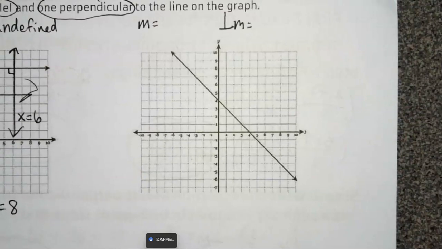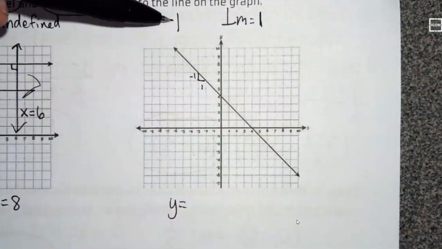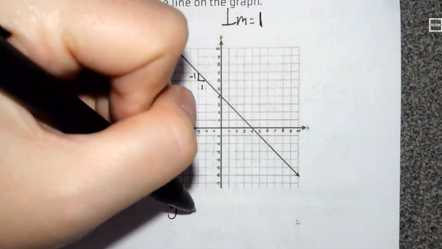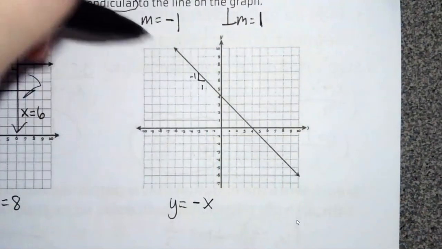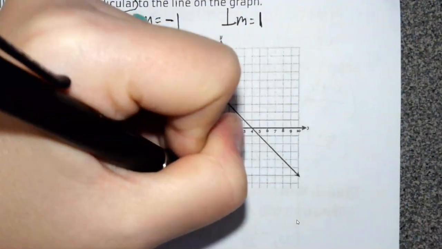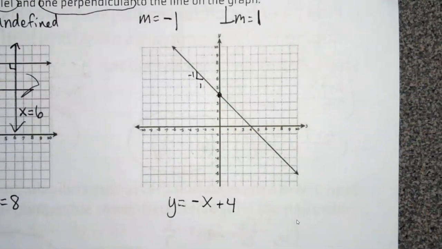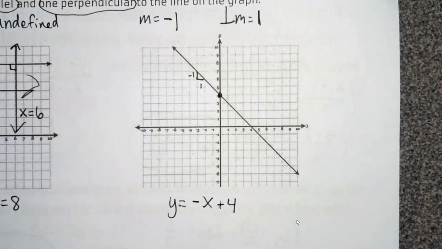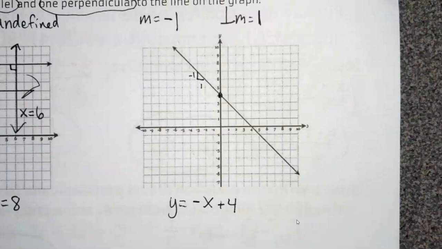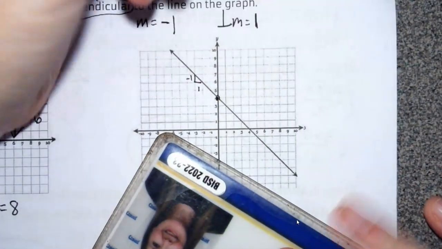All right, I'm going to pause my screen real quick. And let's find the slope of this one. So our initial slope is -1, perpendicular slope is 1. My equation is y equals -x, so I use that initial slope, which would make that a -x, and then plus 4. Where'd that 4 come from? That is where the line crosses the y-axis. And your B is your y-intercept.